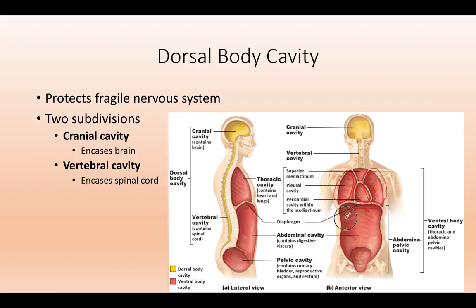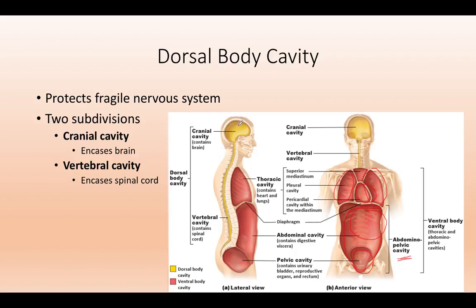This large cavity as a whole, this whole structure, is referred to as the abdominopelvic cavity, which is broken down to abdominal and pelvic. Know what structures we can find in it. So the abdominal cavity contains your digestive viscera, and the pelvic cavity contains your bladder and reproductive organs as well as the rectum.